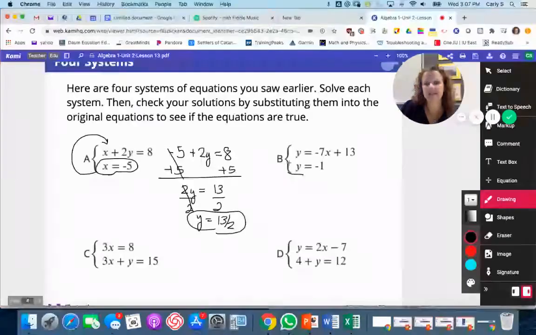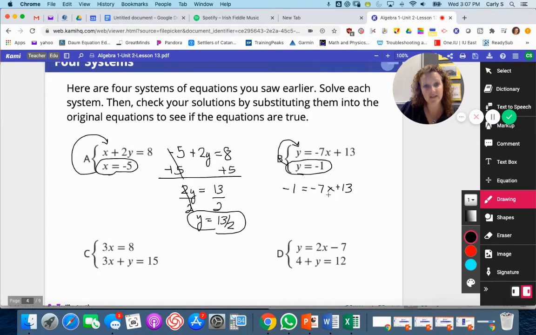All right, let's try this next one. Again, I'm going to take the easier equation in the system and substitute it into the value. So instead of y, I'm going to write -1 equals negative 7x plus 13. Now I want to isolate the x term, so I move the 13 to the other side of the equal sign. I'm left with negative 7x equals negative 14. Divide both sides by negative 7. And I'm left with x equals 2.